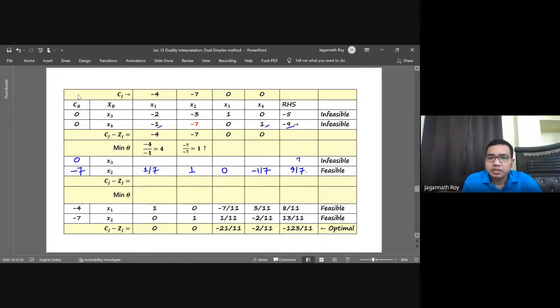Now we have to find out whether it is feasible or infeasible. Since x2 is a basic variable, we want 0 here. And x3 is a basic variable, so we want 1 here. Only thing we have to calculate is this one. So how can we do that? We will multiply by 3 and add it to row 1. This is very simple: row 1 plus 3 times new row 2.